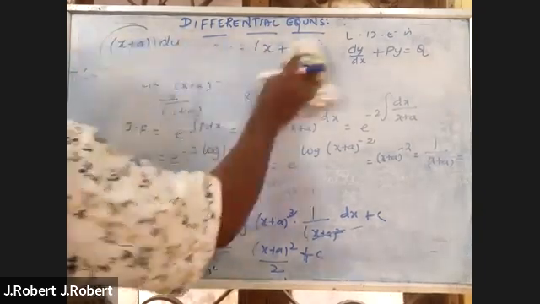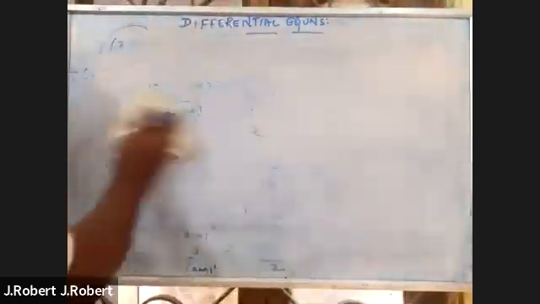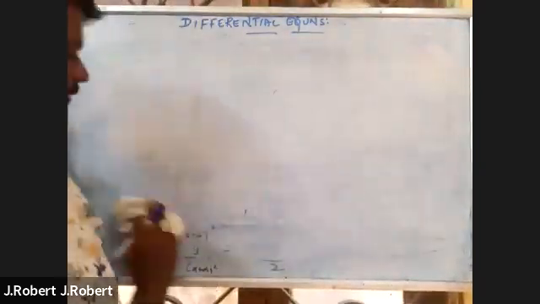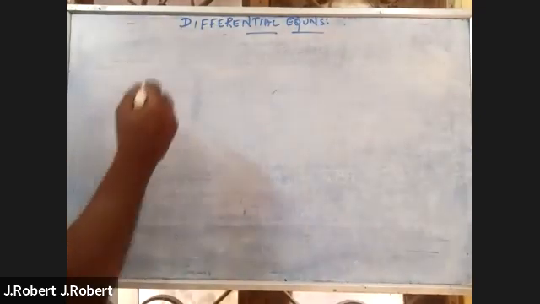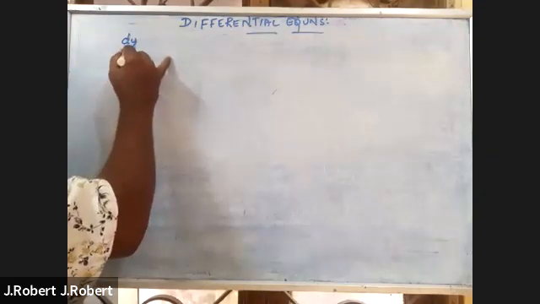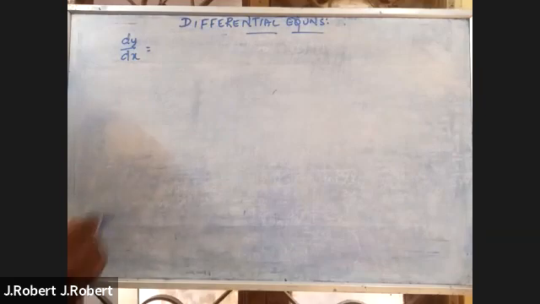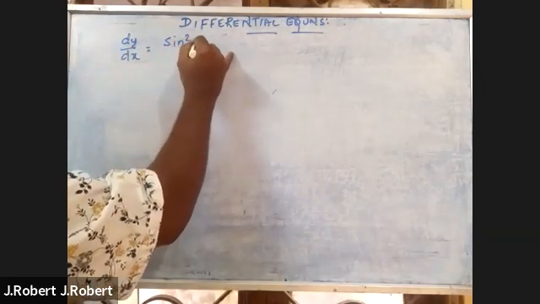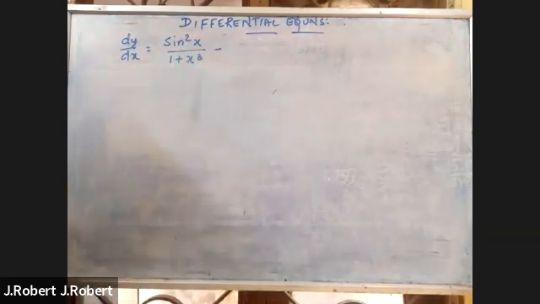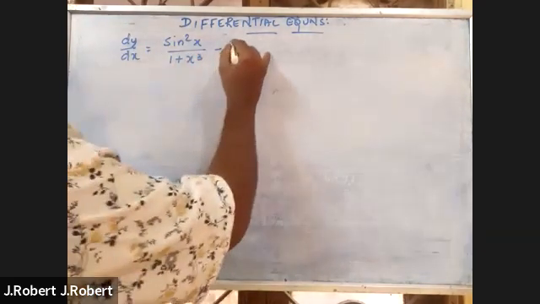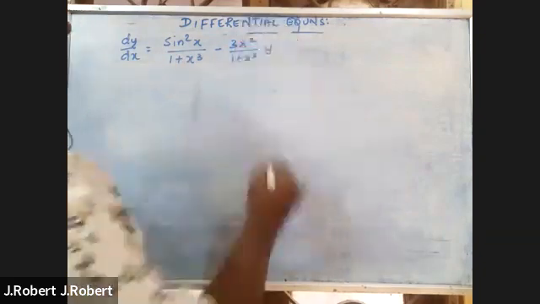Solve the next problem. Solve dy by dx is equals to sine squared x divided by 1 plus x cube minus 3x squared divided by 1 plus x cube into y.